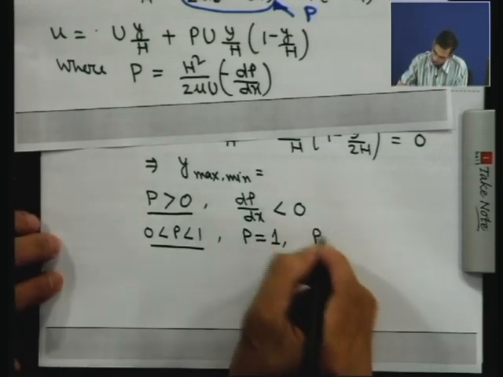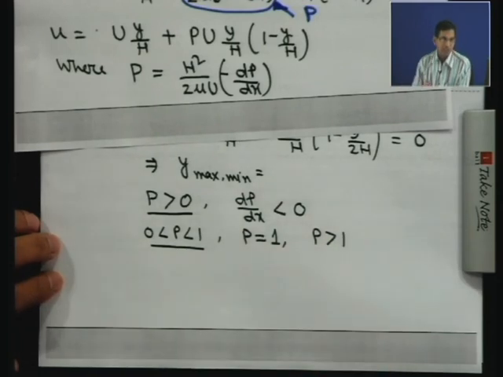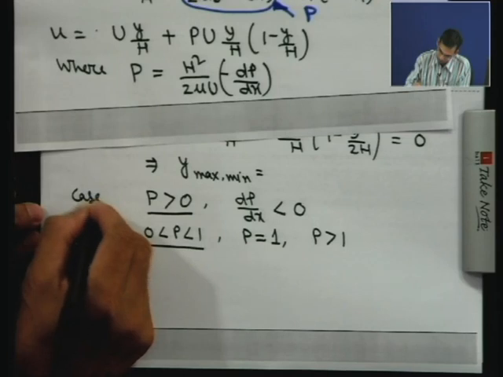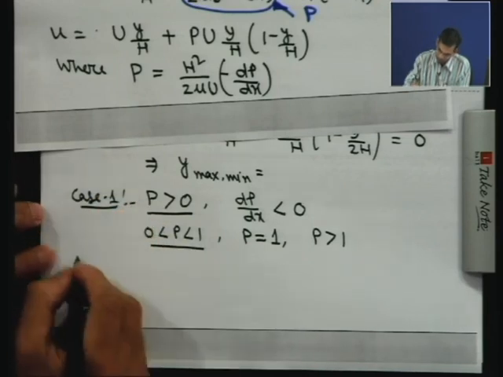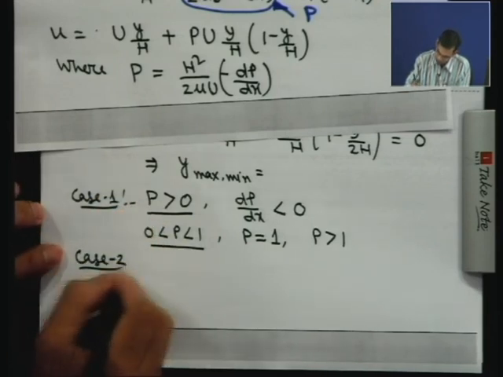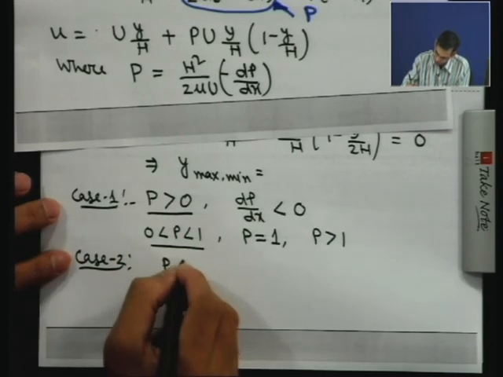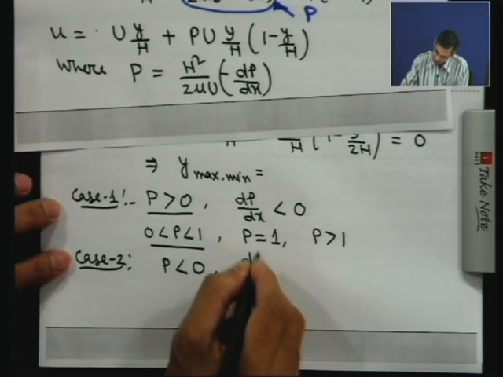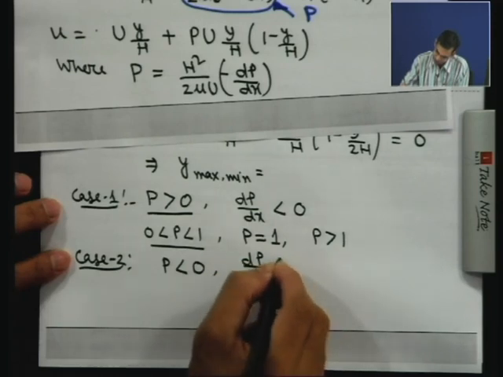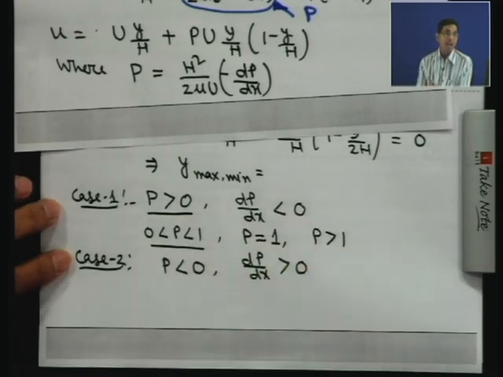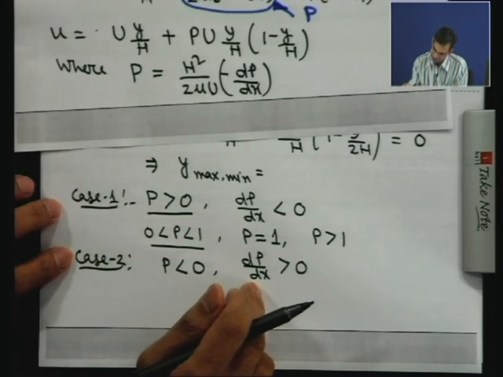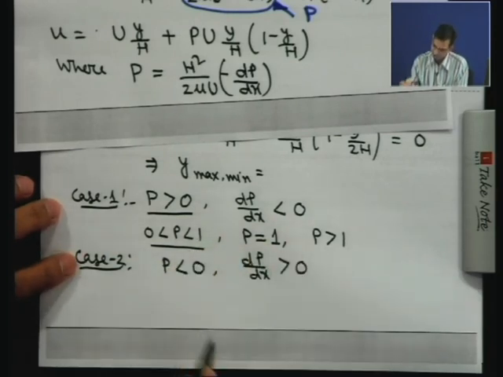Then for p greater than 1, try to assess the same. This is case 1. And for case 2, try to assess for p less than 0, that means dp/dx is greater than 0, that means an adverse pressure gradient.